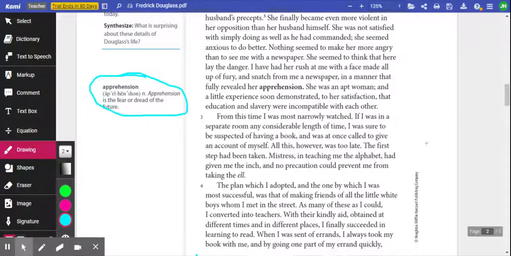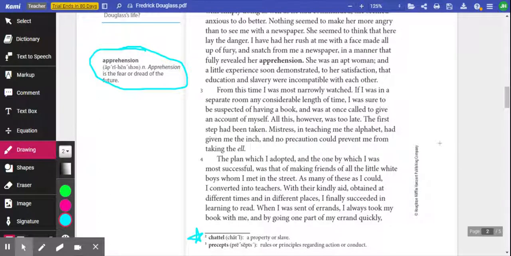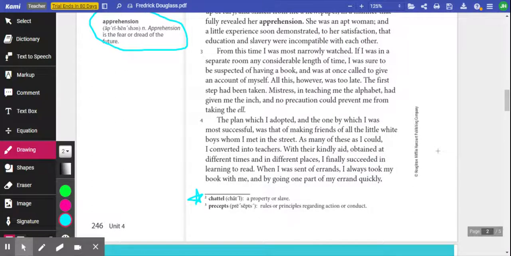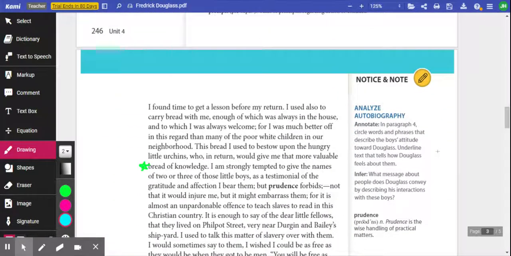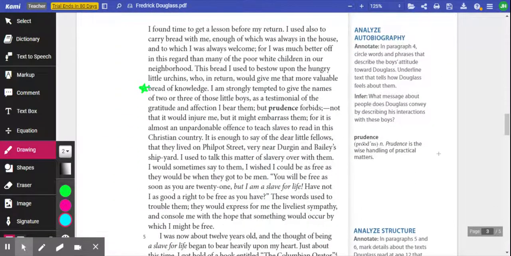The plan which I adopted, and the one by which I was most successful, was that of making friends of all the little white boys whom I met in the street. As many of these as I could, I converted into teachers. With their kindly aid, obtained at different times and in different places, I finally succeeded in learning to read. When I was sent on errands, I always took my book with me, and by going one part of my errand quickly, I found time to get a lesson before my return.